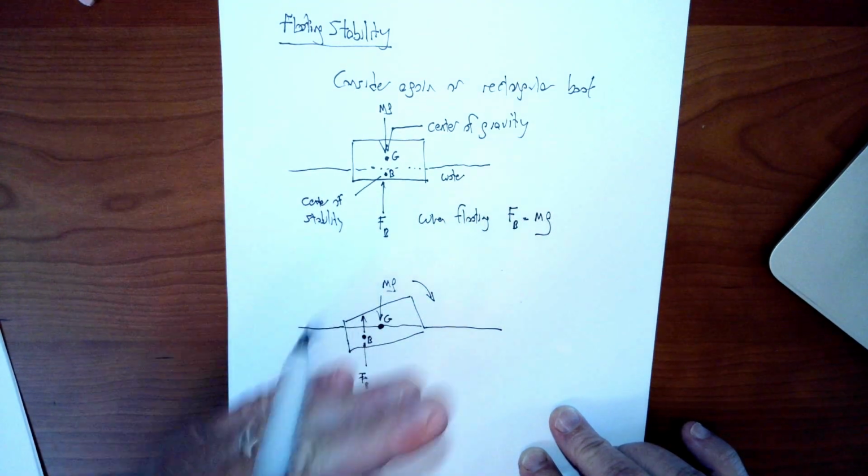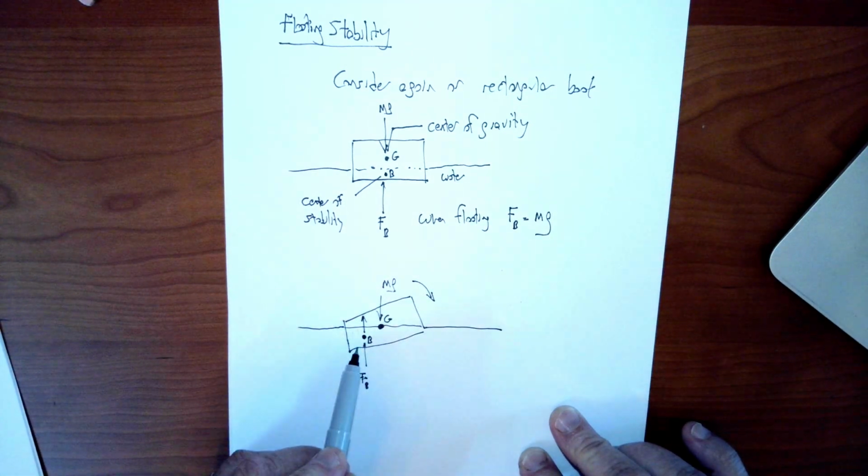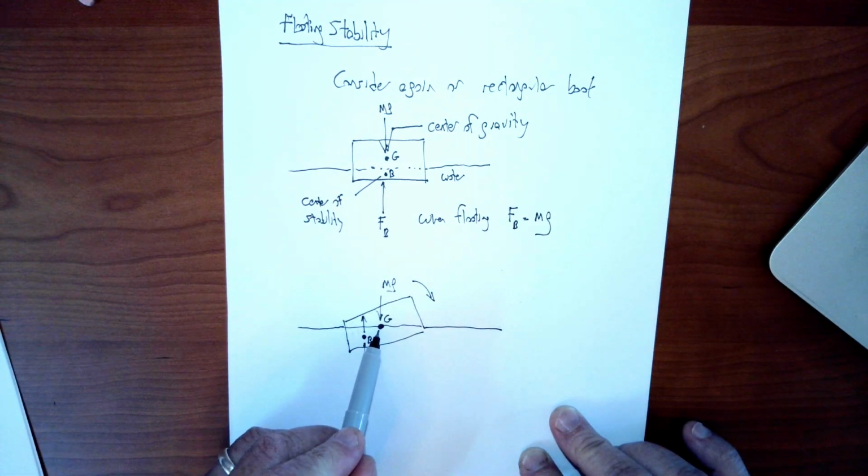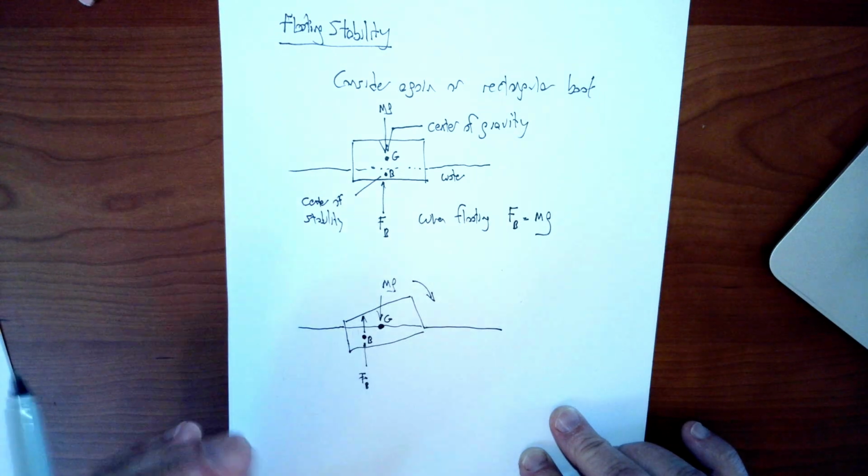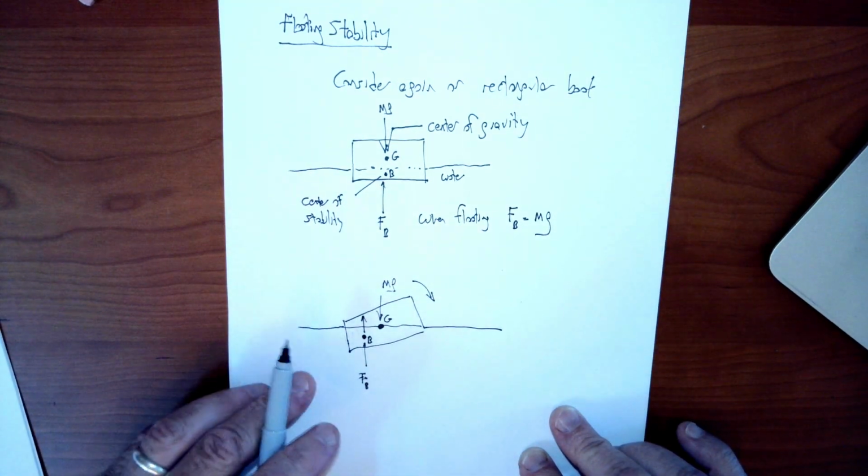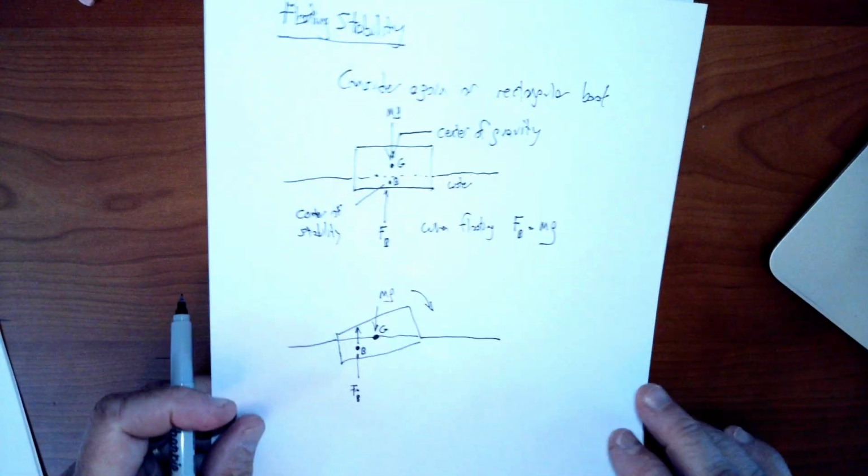that if it gets tilted, the center of buoyancy moves to the left, the center of gravity stays where it is, and that's going to tend to push the boat back upright where it came from. But we can draw a different boat and see that that is not always what happens.